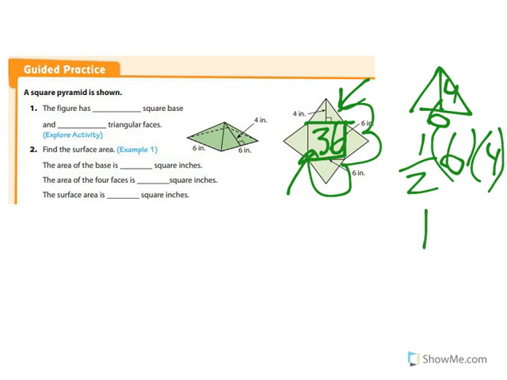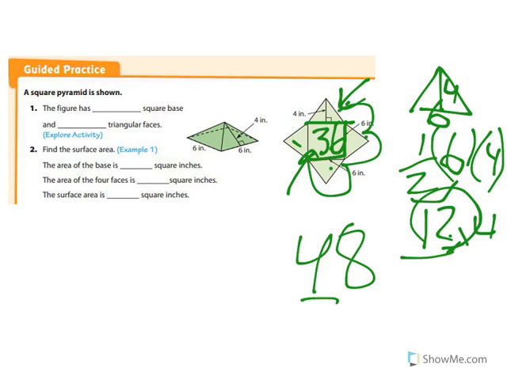1/2 of that is 12, or 1/2 of 6, which is 3, times 4, which is 12. All right, so I have 12 square inches times 1, 2, 3, 4. All right, so that's 48 for my triangles, and I'm going to add my square, and I finish off with 84 square inches.